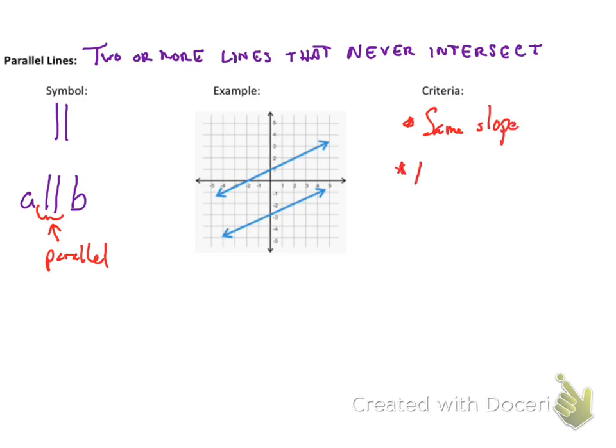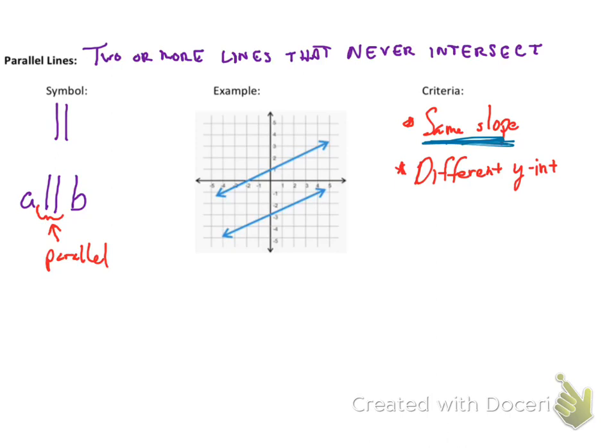but they also have to have different y-intercepts. Okay, so the same slope, that part right there is super important. Same slope, but different y-intercepts. Because if they have the same y-intercept, then they'd be the same exact line. So that's why they have to have the same slope, but different y-intercepts.